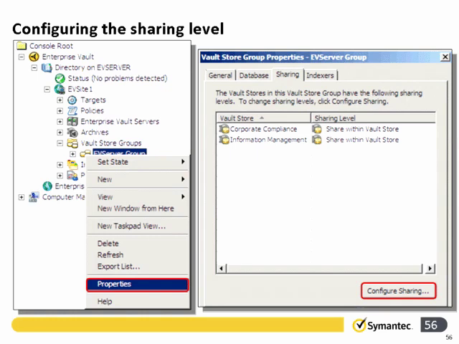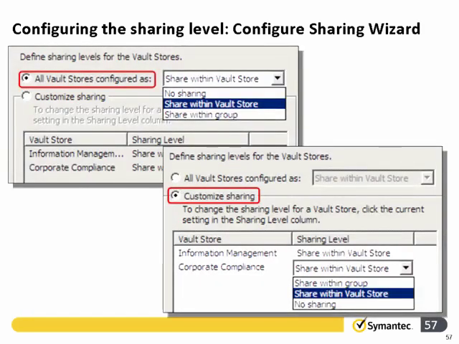But because we want to share with multiple different Vault Stores that we're going to be creating, we want to go ahead and change that to share within group. So we would click the Configure Sharing button in the lower right-hand corner of the dialog box, and that would bring up one of the 2 screens that you see now. In the top left, we've gone more generic. We said we want to set up all the Vault Stores in this particular Vault Store group with the same sharing level. And you can see from the drop-down that I can choose any of the 3 sharing levels.